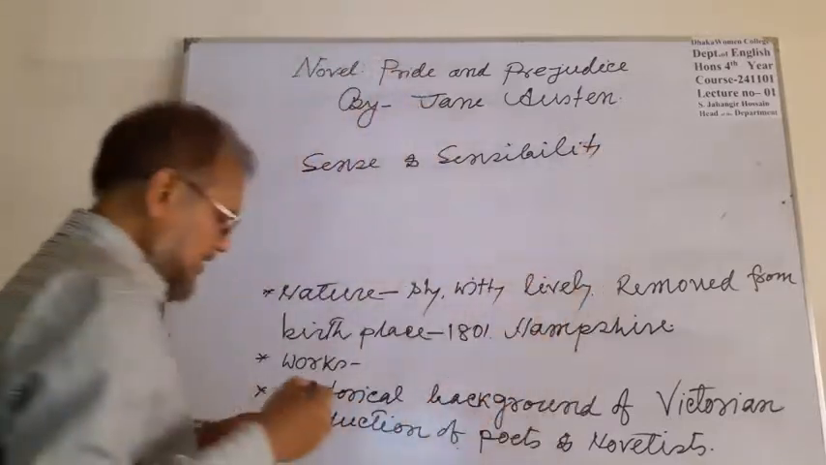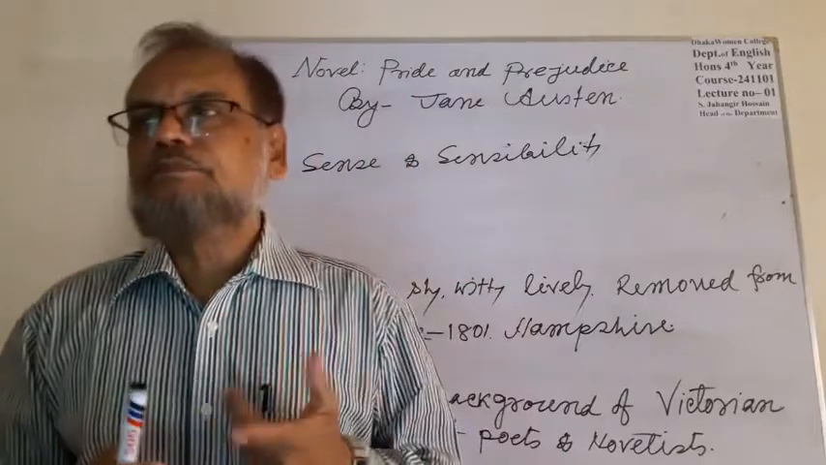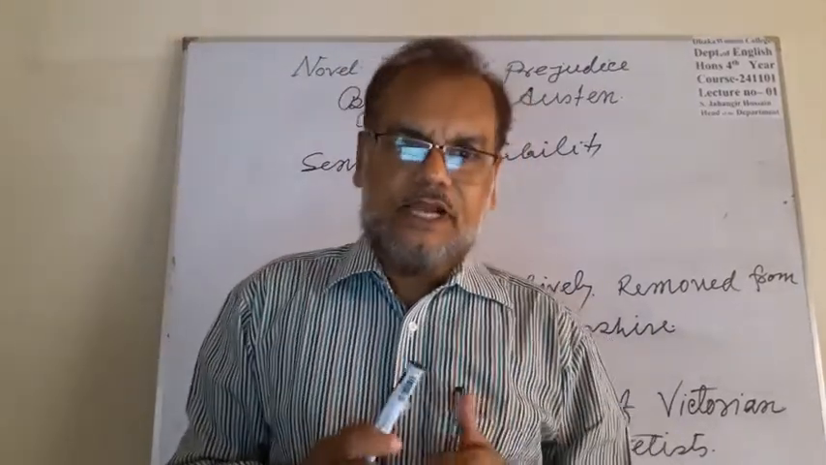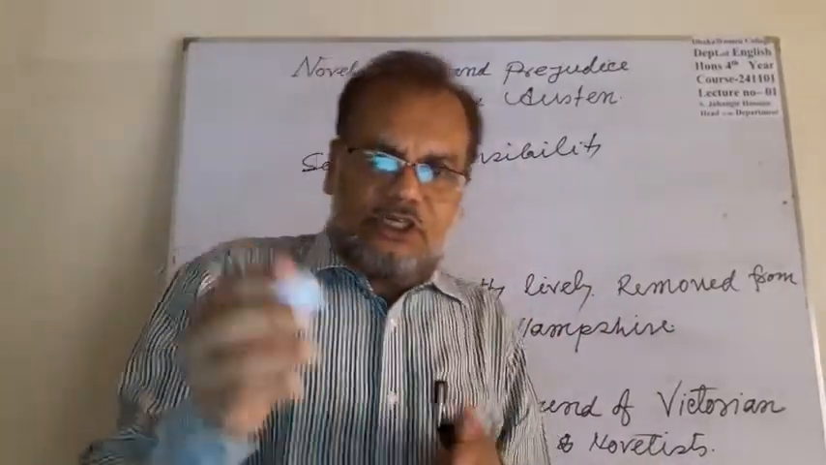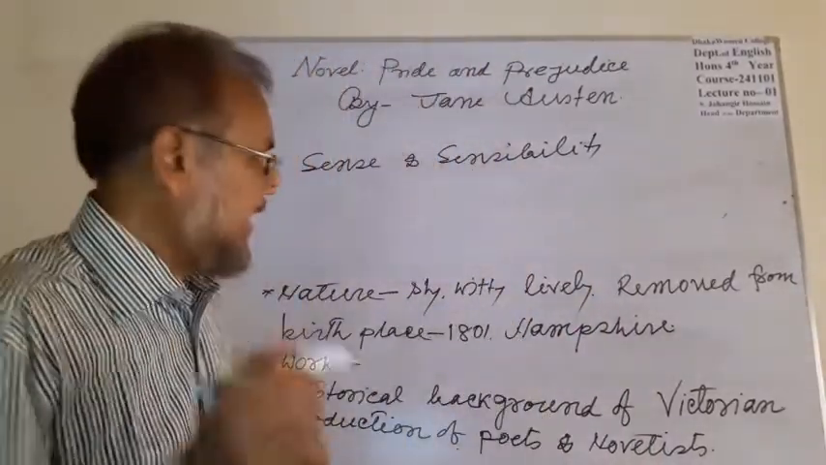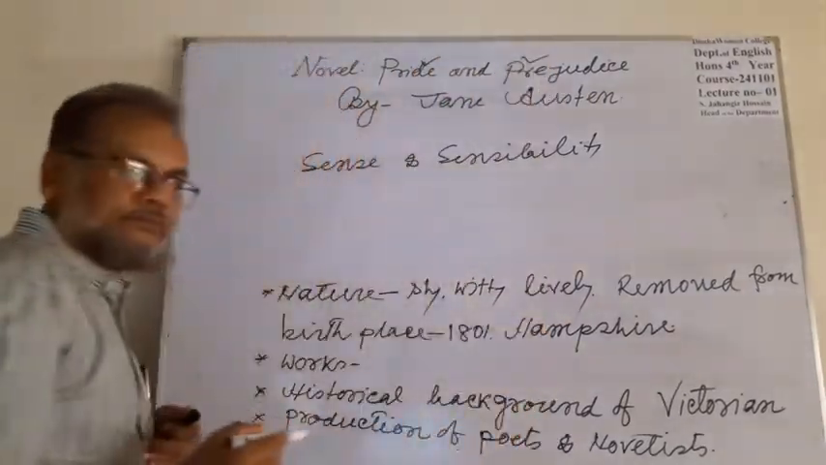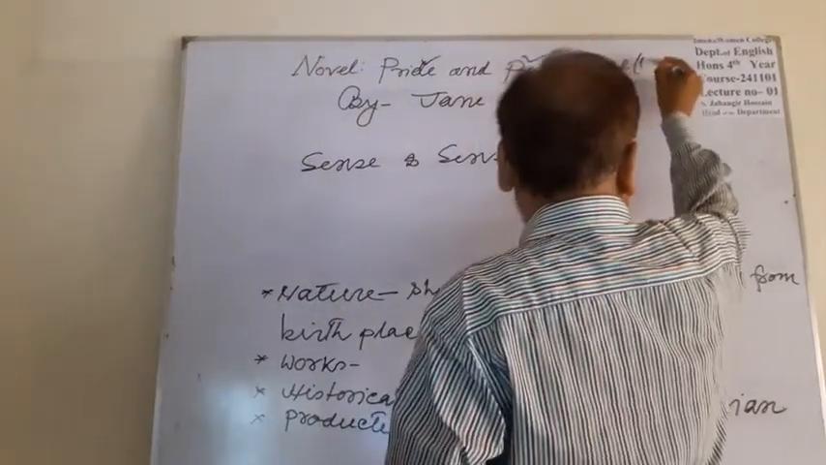Sensibility, her first novel, was written in 1811. Next, Pride and Prejudice was written in 1813.